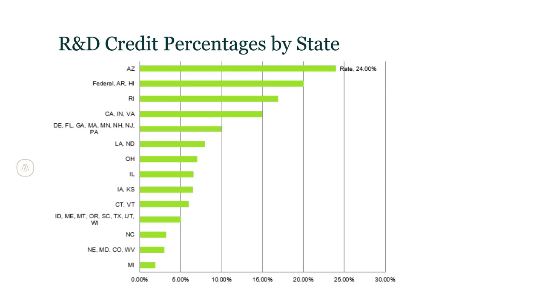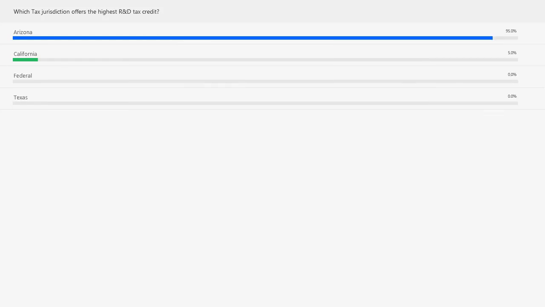And let's take a look at the results. All right. Well, 95% of the people said Arizona, and that is the right answer at 24%. It is the highest one, at least in the United States. Some other countries do have higher credits for doing R&D, and the R&D credit has been discussed on the federal level over many, many years about making it more lucrative. As Peter mentioned, it is a very expensive tax incentive, and so it hasn't really gone much further than that, but many, many other countries do have a higher credit than the United States.